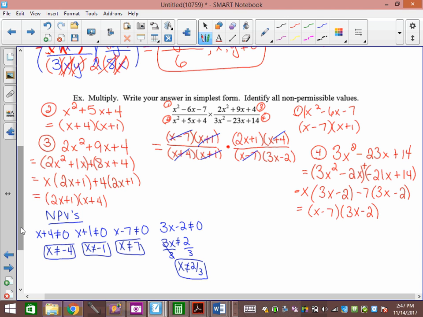Well, if it was a 2x, you'd have 2 in its own brackets, x in its own brackets, because they wouldn't be attached by a plus or minus sign. 3x minus 2 is going nowhere, because there is no 3x minus 2 in the top. 2x plus 1 is going nowhere, because there's no 2x plus 1 in the bottom.